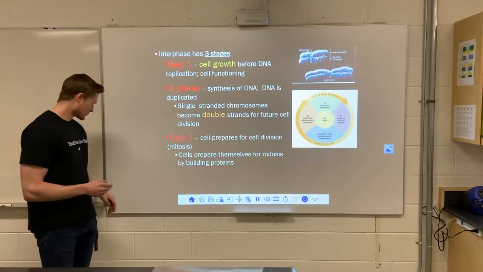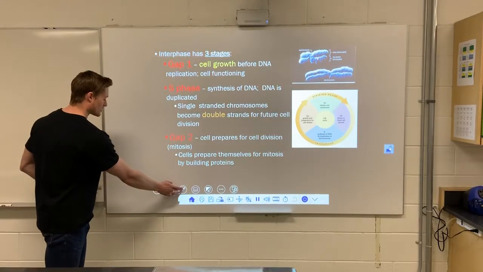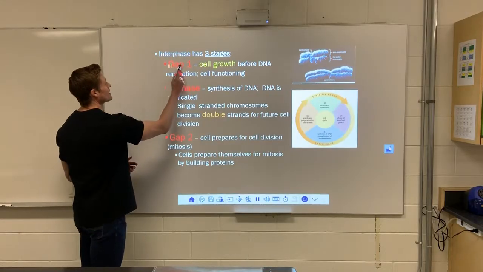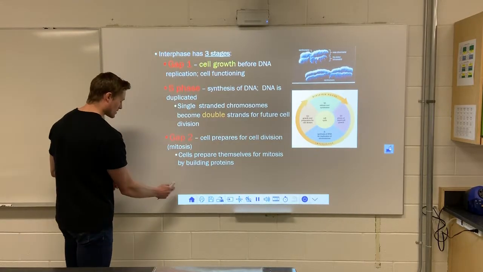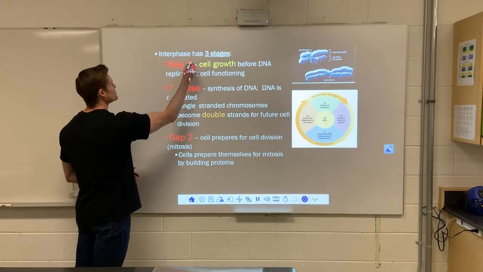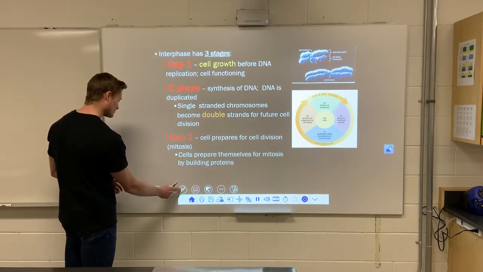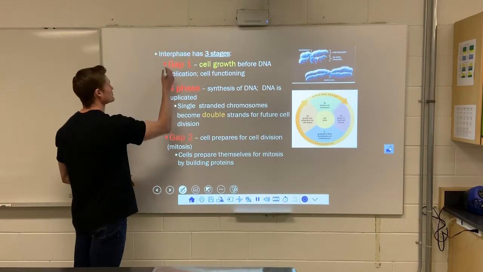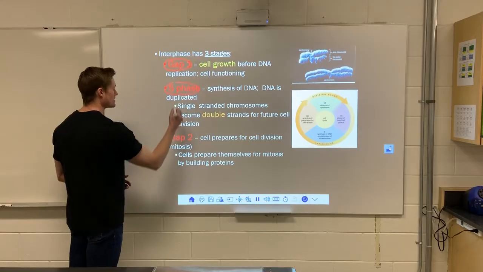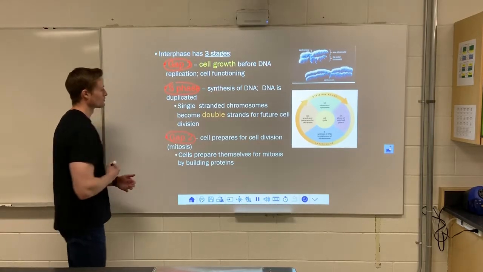Interphase can then be further subdivided, and I'll highlight these right here. So we can subdivide them into gap 1, S phase, gap 2.